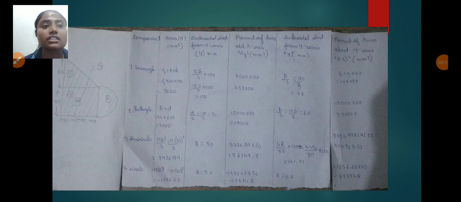The centroidal distance from the y-axis, which is x, for the triangle is b by 3, which is 120 by 3, we get 40. For the moment of area, we multiply 3600 into 40, we get 1,44,000.